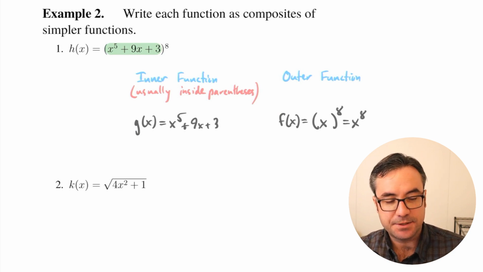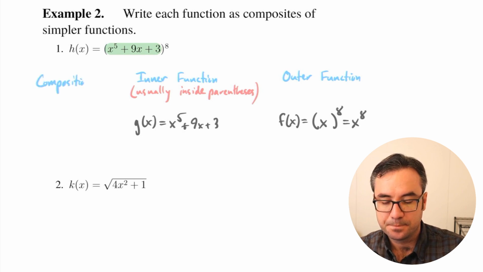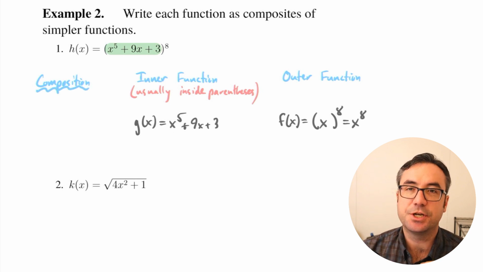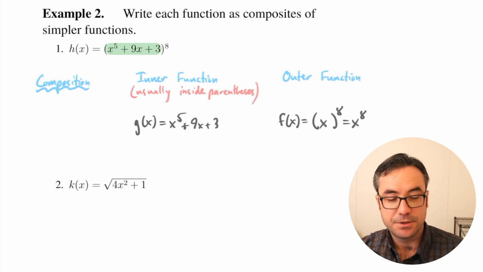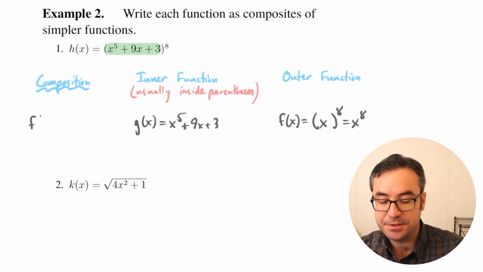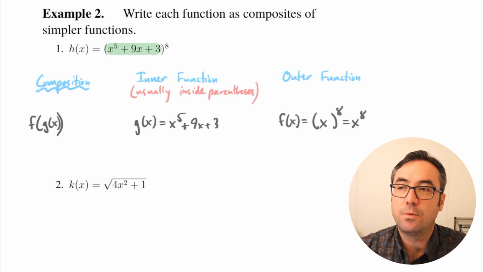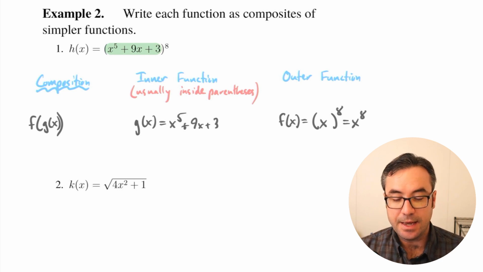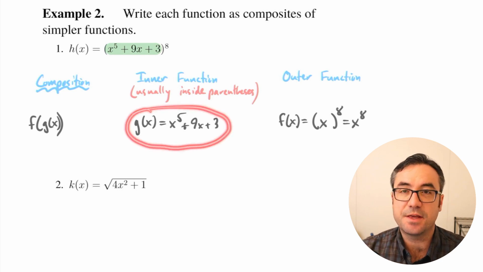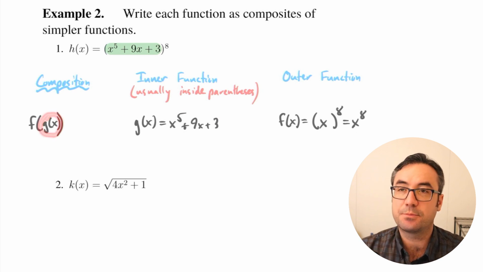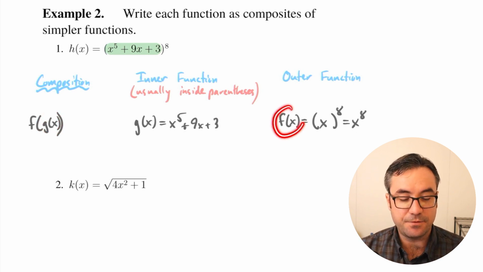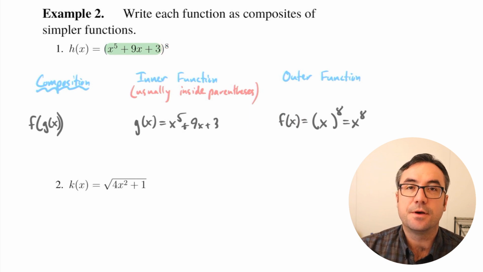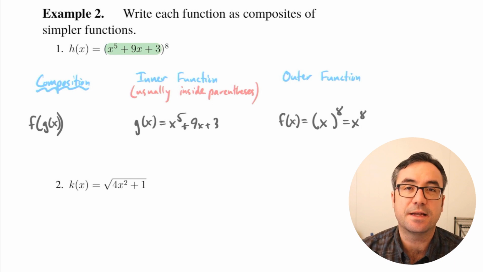It'd be good practice to try out the composition as a way to check your answer. So what you would want to do is figure out what the composition is. And so the inner function, this is the thing that happens first. So it's inside the parentheses. And then the outer function, this is sort of the part of our function that's on the outside. It's the last thing that gets done.